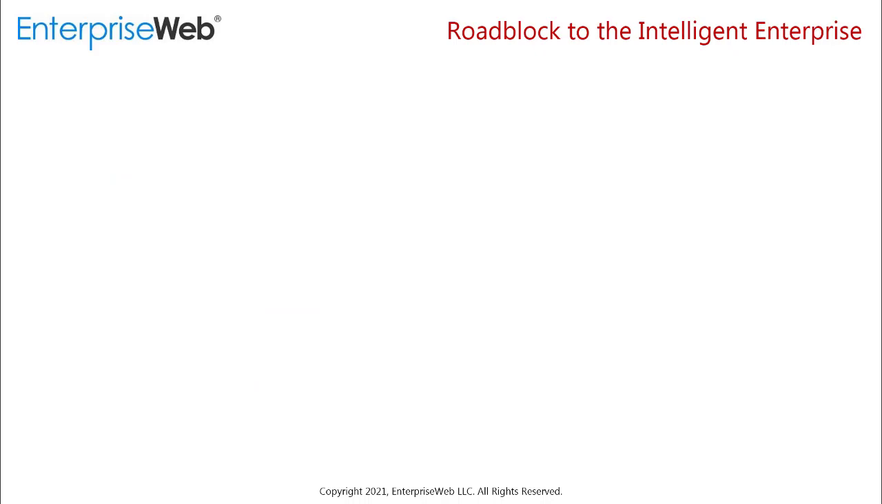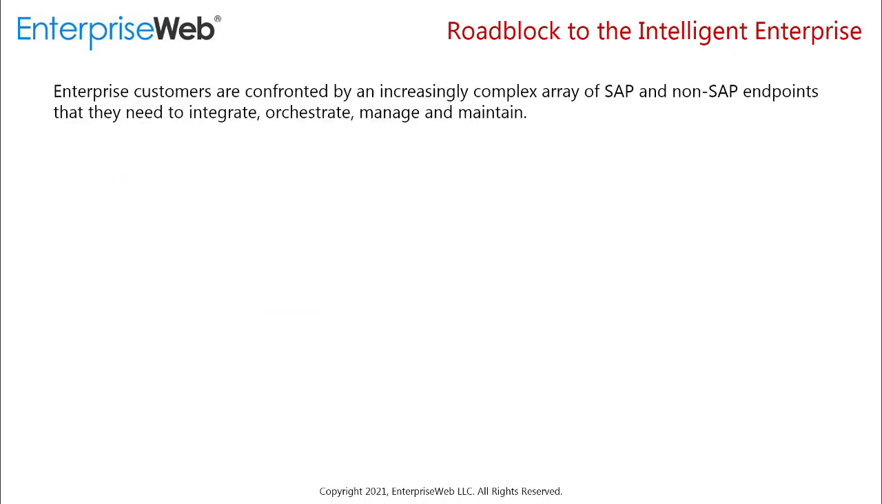So what is the roadblock to the intelligent enterprise that SAP talks about? Enterprise customers are confronted by an increasingly complex array of SAP and non-SAP endpoints that they need to integrate, orchestrate, manage, and maintain. And of course, these endpoints are evolving all the time. So you have to be able to not only code them once, you need to be able to adapt them as updates come through, standards change, or requirements change. Those are all considerations of a modern application.